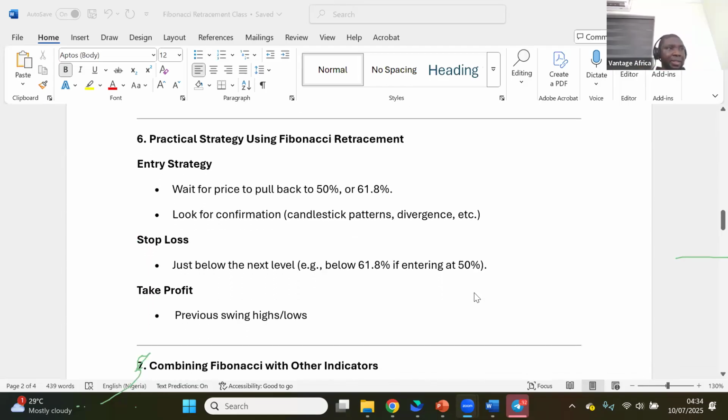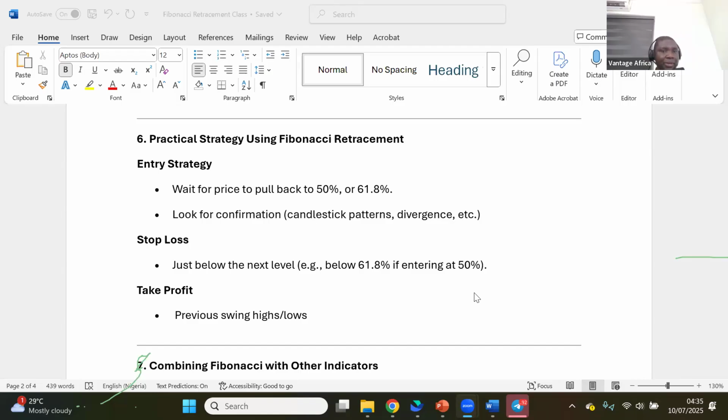So here's the thing. This is the entry strategy. Wait for price to pull back to the 50, like I'll demonstrate shortly. You take a swing low and a swing high, right? So if it's in an uptrend, like we mentioned earlier, you take a swing low to a swing high, and then you wait for price to pull into the 50 or 61.8, and then you buy.